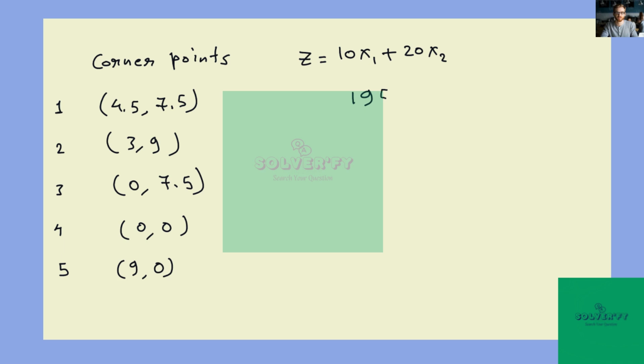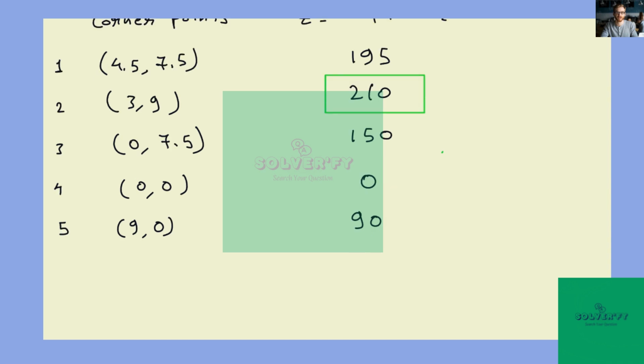195, 210, 150, 0, and 90. From here we can clearly see that the maximum value of the objective function is 210. Therefore, we have the answer as the maximum value of the objective function, which is z equals 210. This is our final answer.